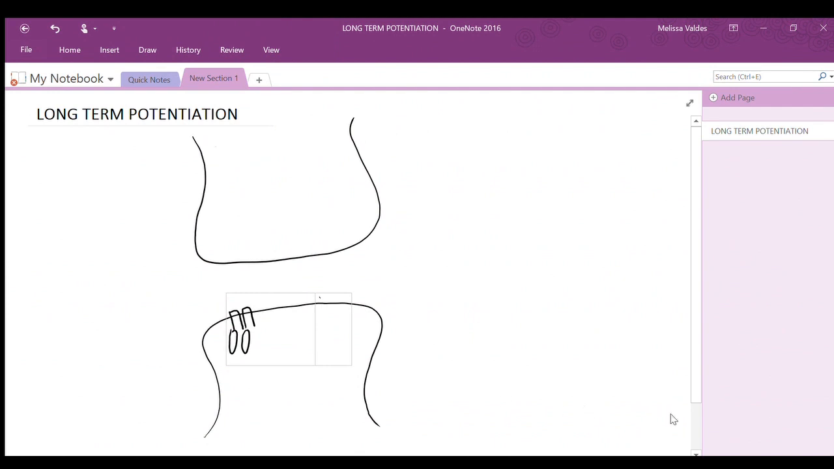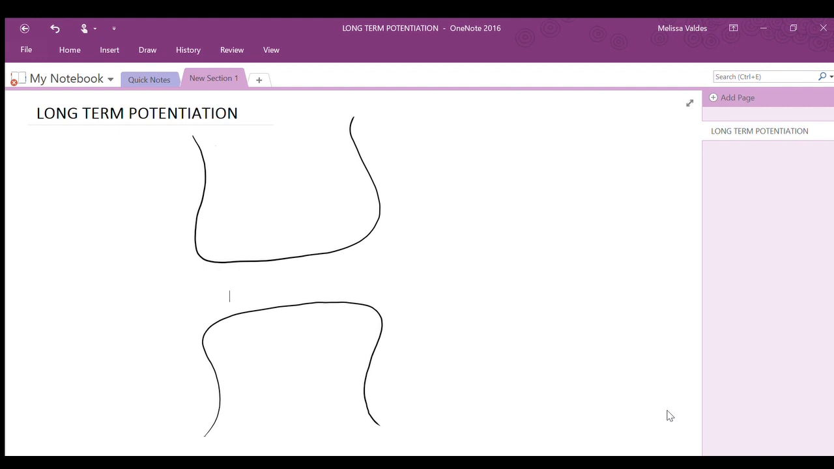Hey everyone, so in this video, I'm going to be discussing long-term potentiation. Now, long-term potentiation, or LTP for short, is what we know in neuroscience to be the basic mechanism that underlies learning and memory. It involves a strengthening of synapses based on recent patterns of activity in the brain.